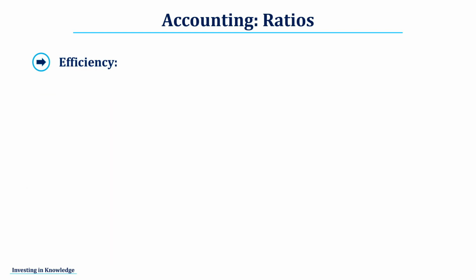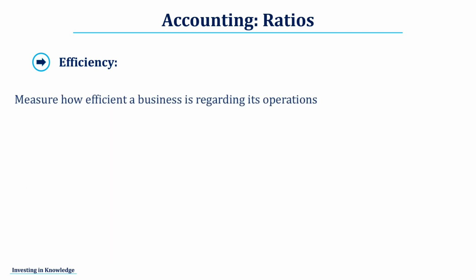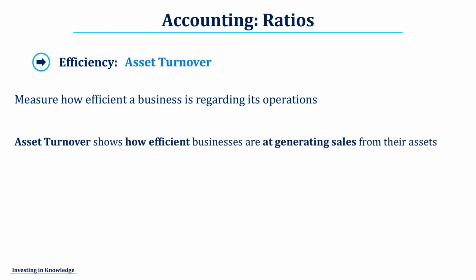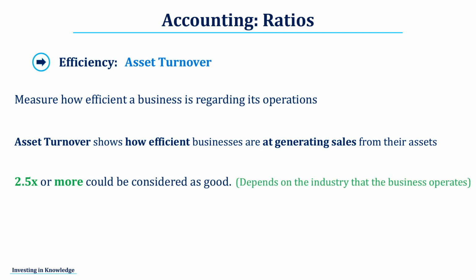Efficiency. Efficiency ratios measure how efficient a business is regarding its operations. Asset turnover shows how efficient businesses are at generating sales from their assets. 2.5 times or more could be considered good, but it depends on the industry that the business operates in. It's calculated by sales divided by total assets.